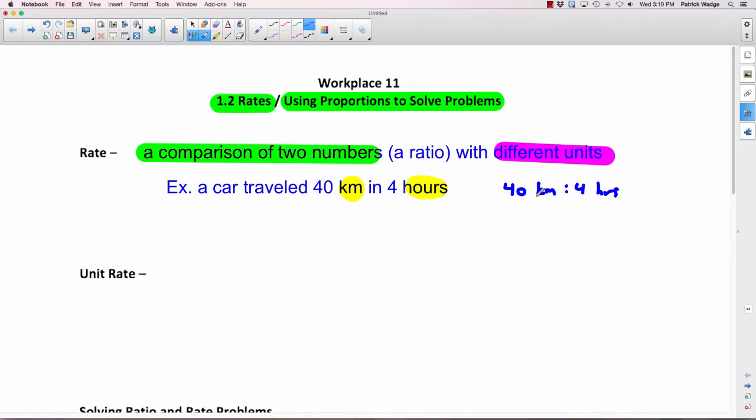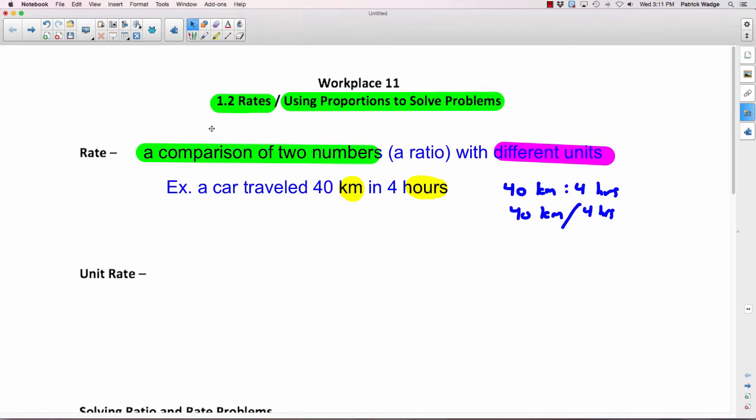Or how do you usually write it? If you're talking about something like a rate, like kilometers, instead of writing the colon or the word to or as a fraction, you often write it like this: 40 kilometers slash 4 hours, right? 40 kilometers per 4 hours. Now, you might say to yourself, well, that doesn't sound right. 40 kilometers per 4 hours? We don't usually talk about per 4 hours. We're going to talk about that in a second when we talk about unit rate.